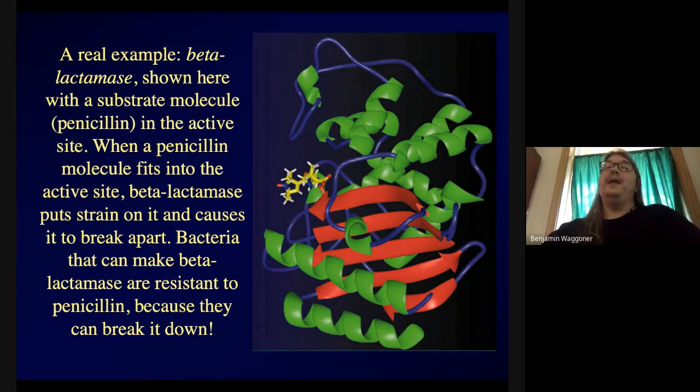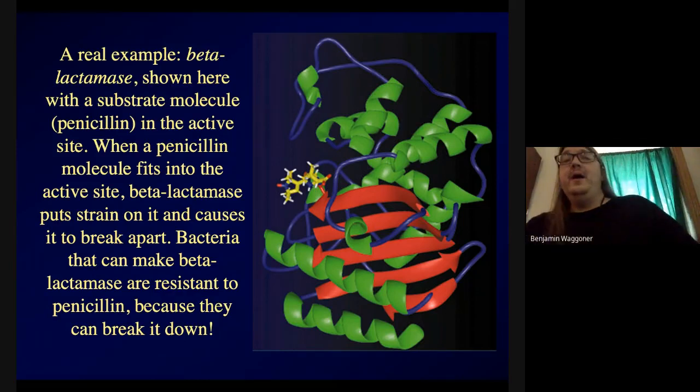And when a penicillin molecule fits right there into the active site on beta-lactamase, beta-lactamase puts strain on it and causes it to break apart. The reason this matters is that bacteria that can make beta-lactamase enzymes are resistant to penicillin because they can break it. If you zap those bacteria with penicillin, penicillin would normally block those bacteria from producing cell walls, but these bacteria can break it down. Some of them can even break it down and eat it. There are bacteria that can use penicillin for food.